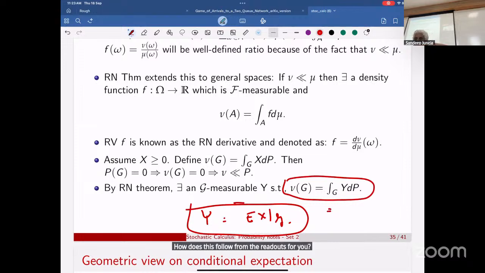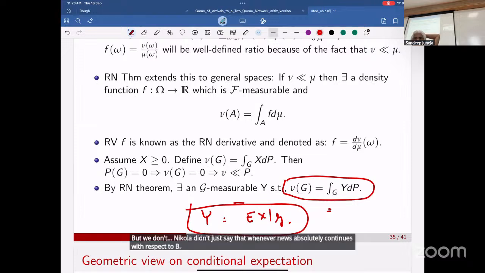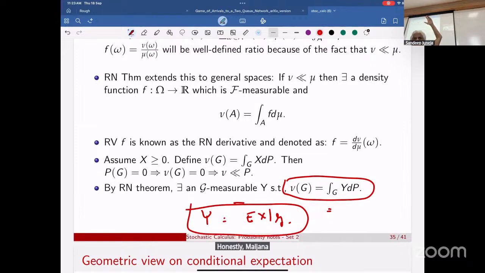Well, the Radon-Nikodym theorem just says that whenever nu is absolutely continuous with respect to P on a sigma algebra, it has a representation. It's an integral of some Y times dP. Yes, that's what the Radon-Nikodym theorem was.